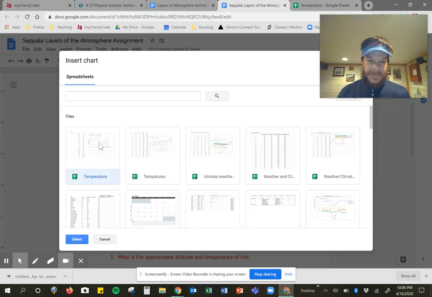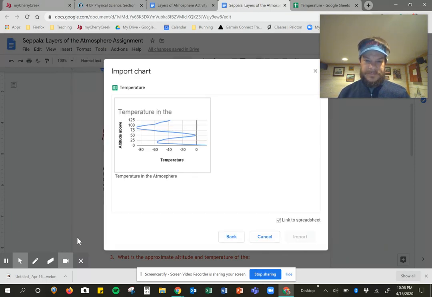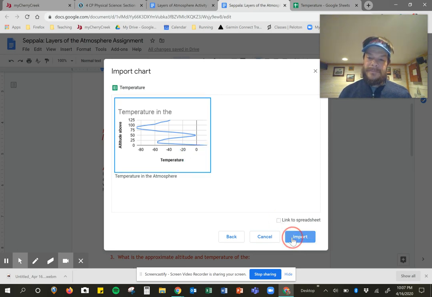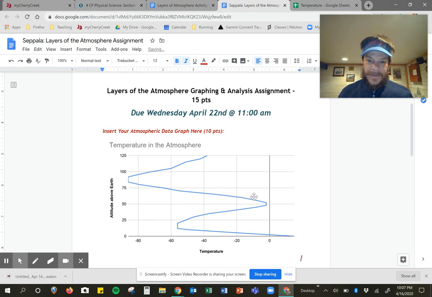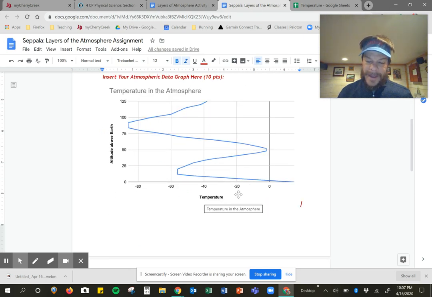Here's my chart, temperature, select. That's what I want. Don't worry about linking to the spreadsheet, and you can import that. Now remember, I've got my temperature on my x-axis. I've got my altitude above the Earth on my y-axis.